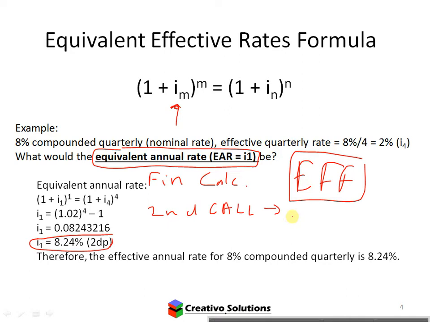What did you get? 8.243. Is that the same answer? Yeah, correct. So you don't need to use the formula for I1, you can do it this way, only for I1. Alright, is that alright?